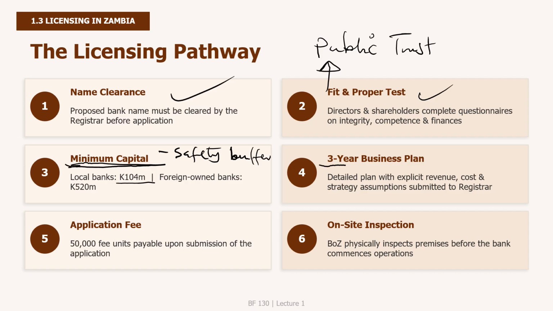What else? We are looking for a 3-year business plan, because you cannot just say I want to start a bank. You must demonstrate how you will run it. I think that is important. So the registrar will want to look at the detailed business plan, at least for the past 3 months.